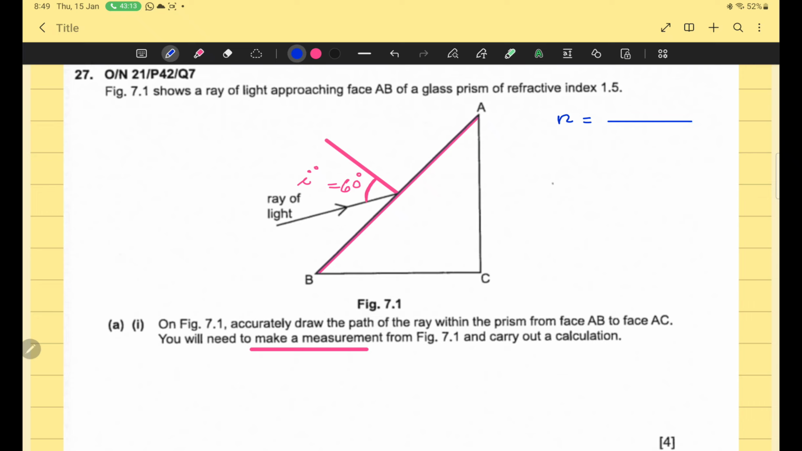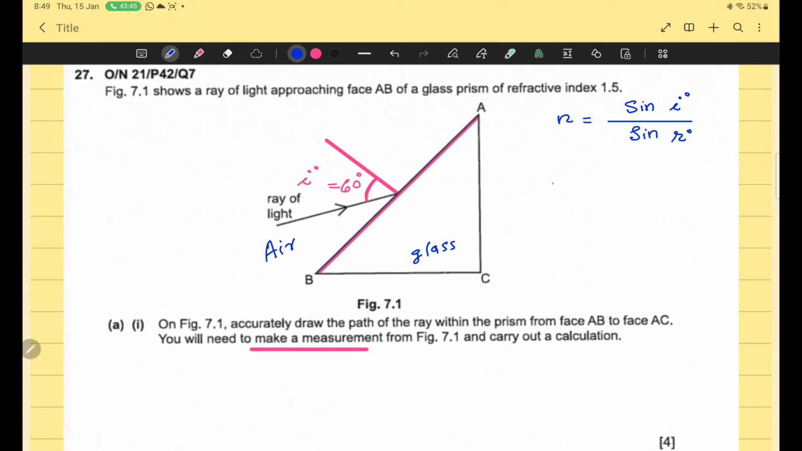1 over sin c is used when there is total internal reflection. Here there is no total internal reflection. The light ray is in air, and the light ray is entering into the glass. When there is total internal reflection, then 1 upon sin c, and here is simple refraction.